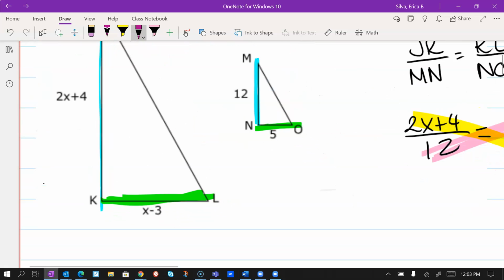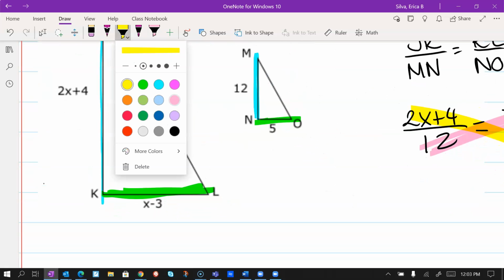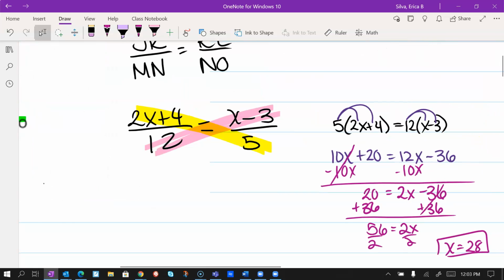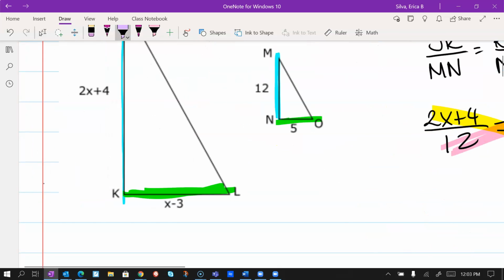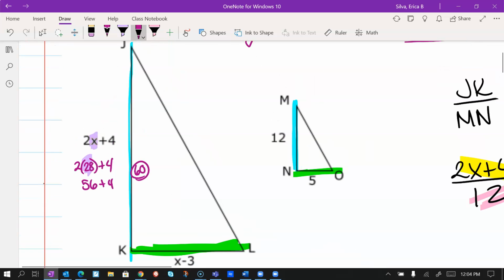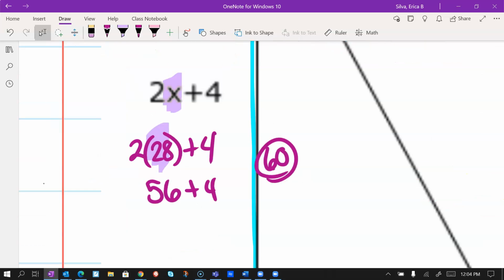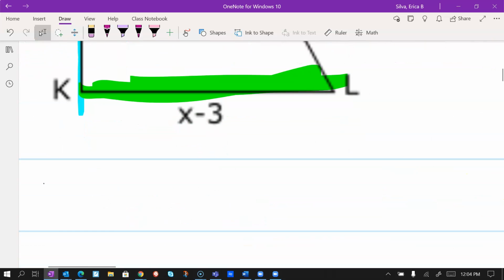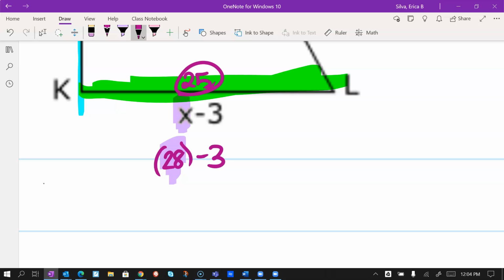So if we look at JK and KL, they both have an x. So we're going to use the x that we solved for, which is 28, and we're going to plug it in wherever x is. So I'm going to plug in 28 here. 2 times 28 plus 4. We get 56 plus 4, and the side length of JK is 60. And then we use that same method to solve for KL. Wherever x is, we're going to put 28. And this is 28 minus 3. That gives us 25.